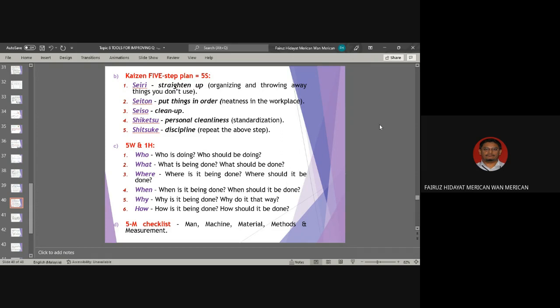And then the next one is the 5W and 1H, which refers to the who, what, where, when, why, and the how.